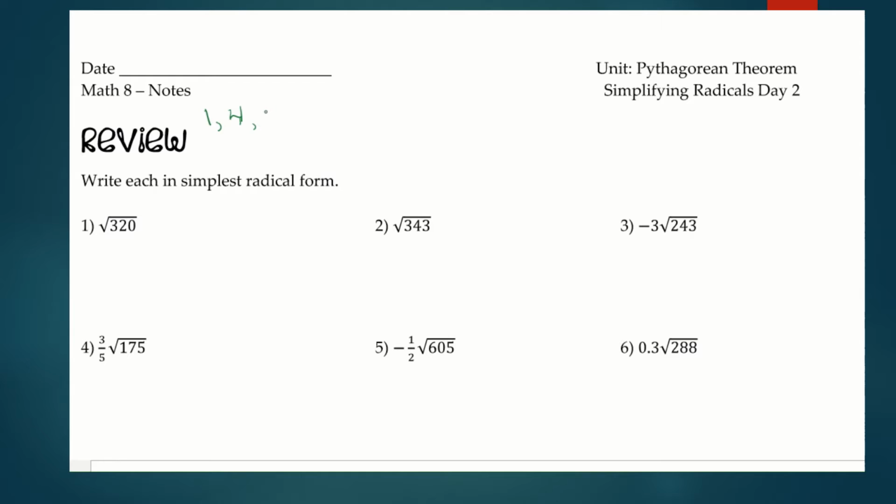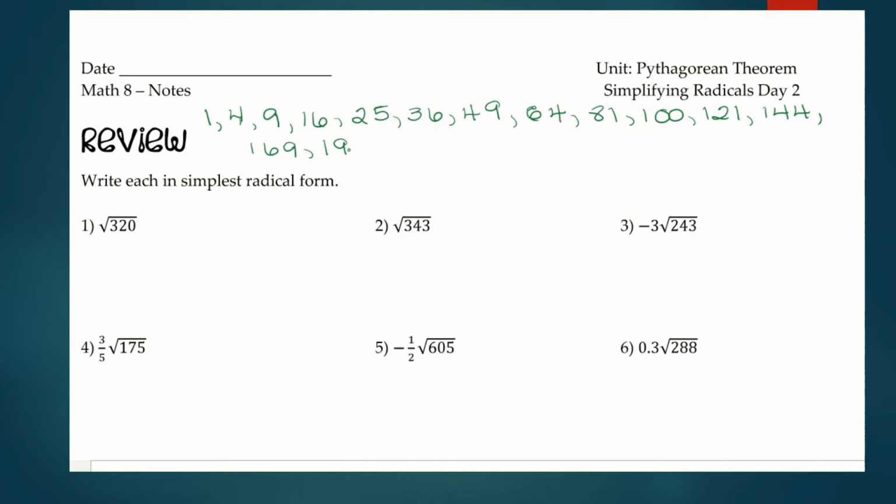And just listing on, so 1, 4, let's see, 3 squared is 9, 4 squared is 16, 5 squared is 25, 6 squared is 36, 7 squared is 49, 8 squared is 64, 9 squared is 81, 10 squared is 100, 11 squared is 121, 12 squared is 144, 13 squared is 169, 14 squared is 196, 15 squared is 225, 16 squared is 256, 17 squared is 289, 18 squared is 324, 19 squared is 361, and 20 squared is 400.